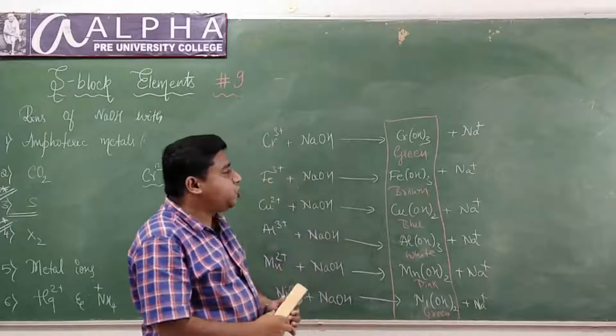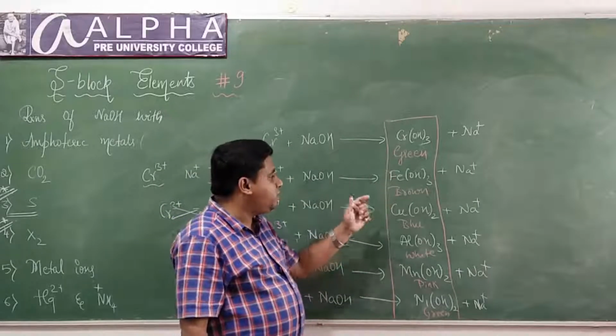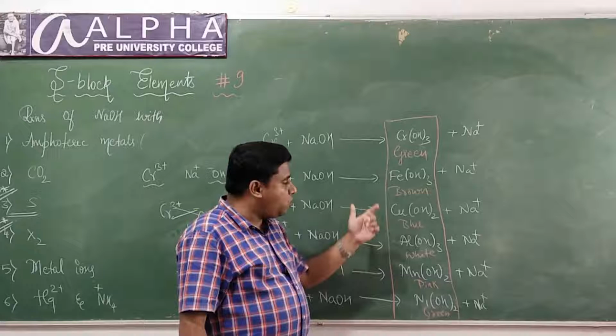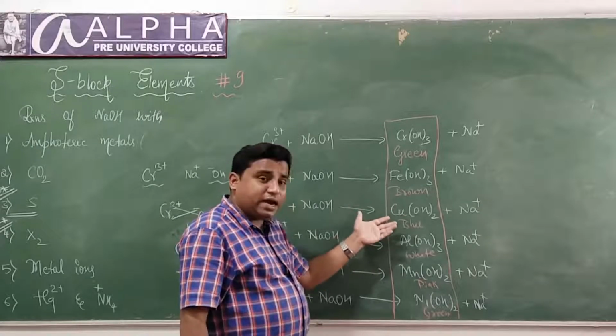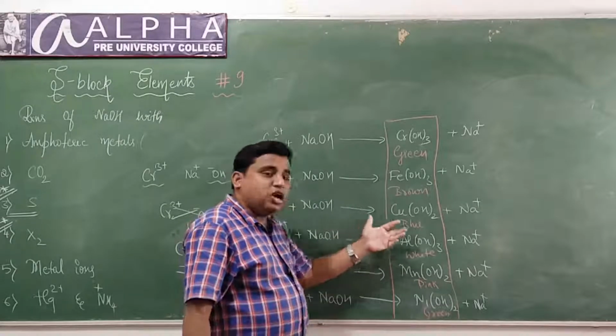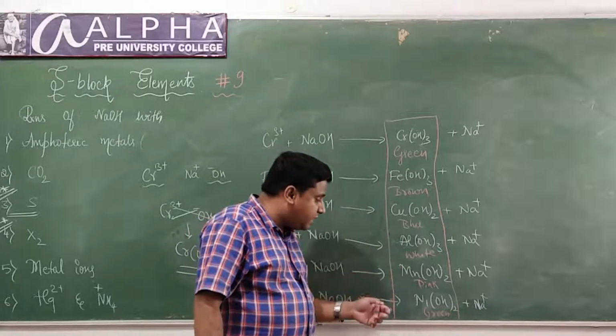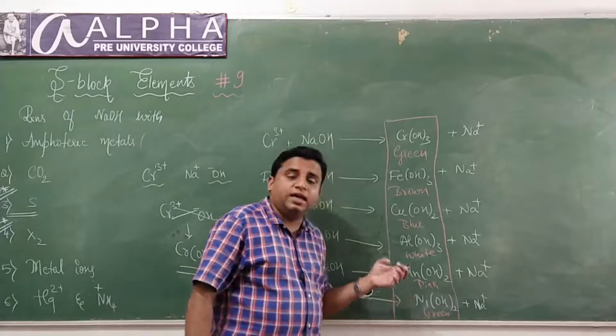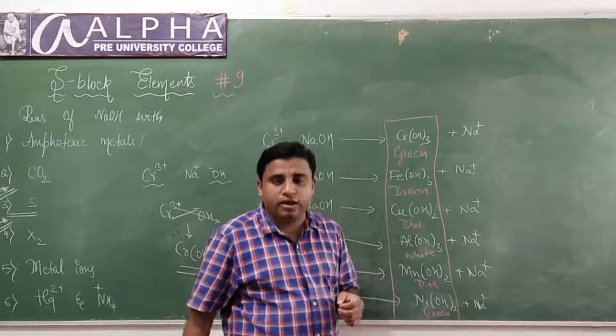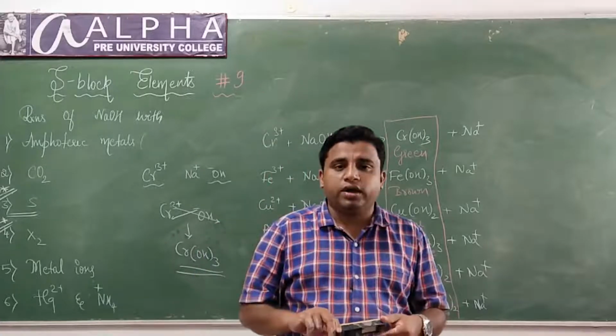Understood? Chromium hydroxide is a green colored compound, ferric hydroxide is brown, cupric hydroxide is blue, and aluminium hydroxide is white. Manganese hydroxide is pink, whereas nickel hydroxide is a green colored compound. Okay students, I hope you have understood.